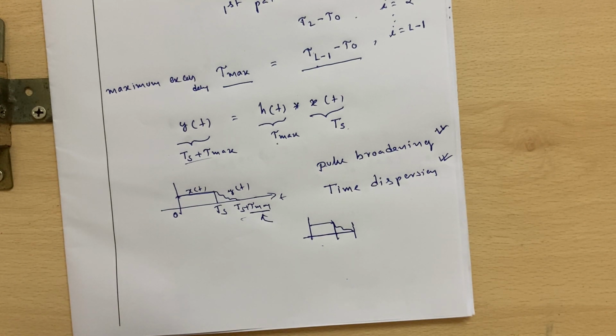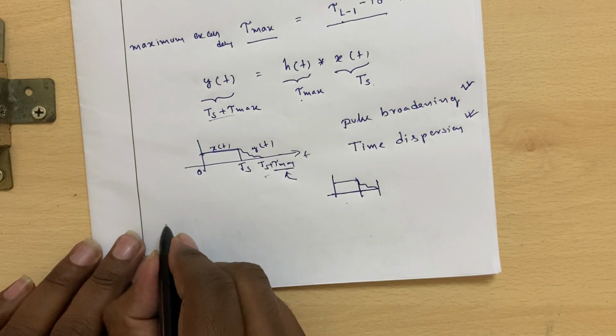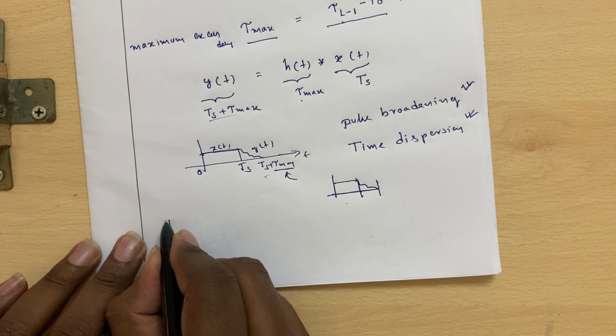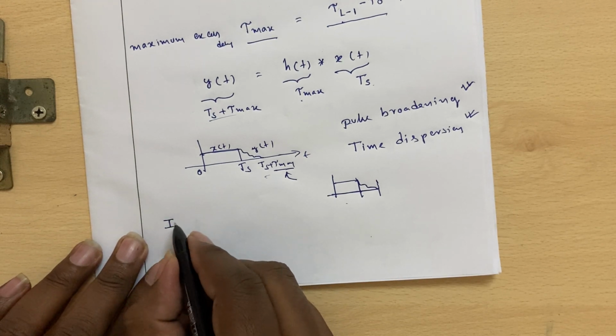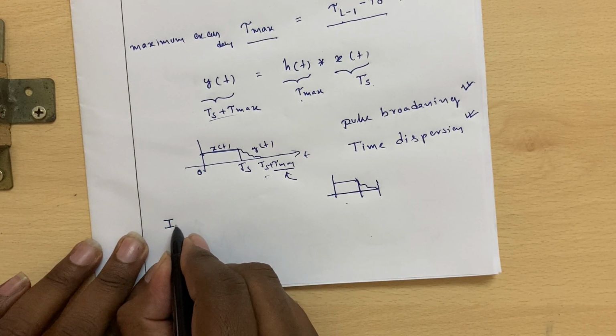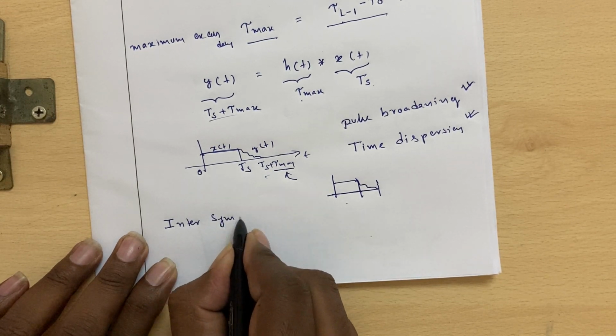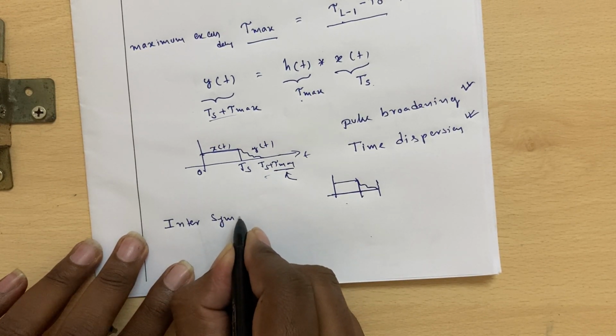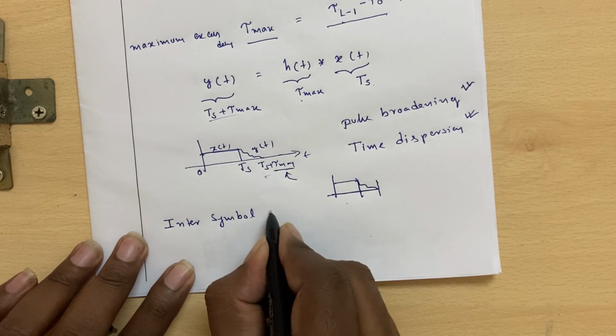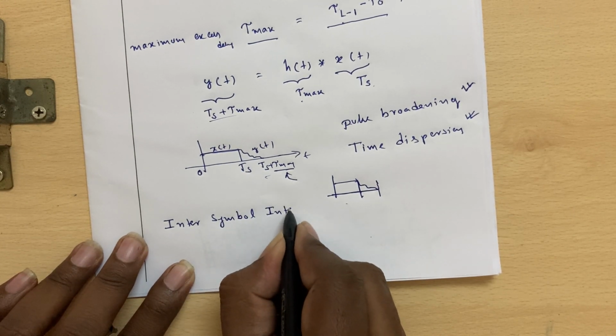So with this, what is the cost we pay? Due to this time dispersion we have to experience this interference called intersymbol interference. So the pulse broadening causes what? Intersymbol interference.